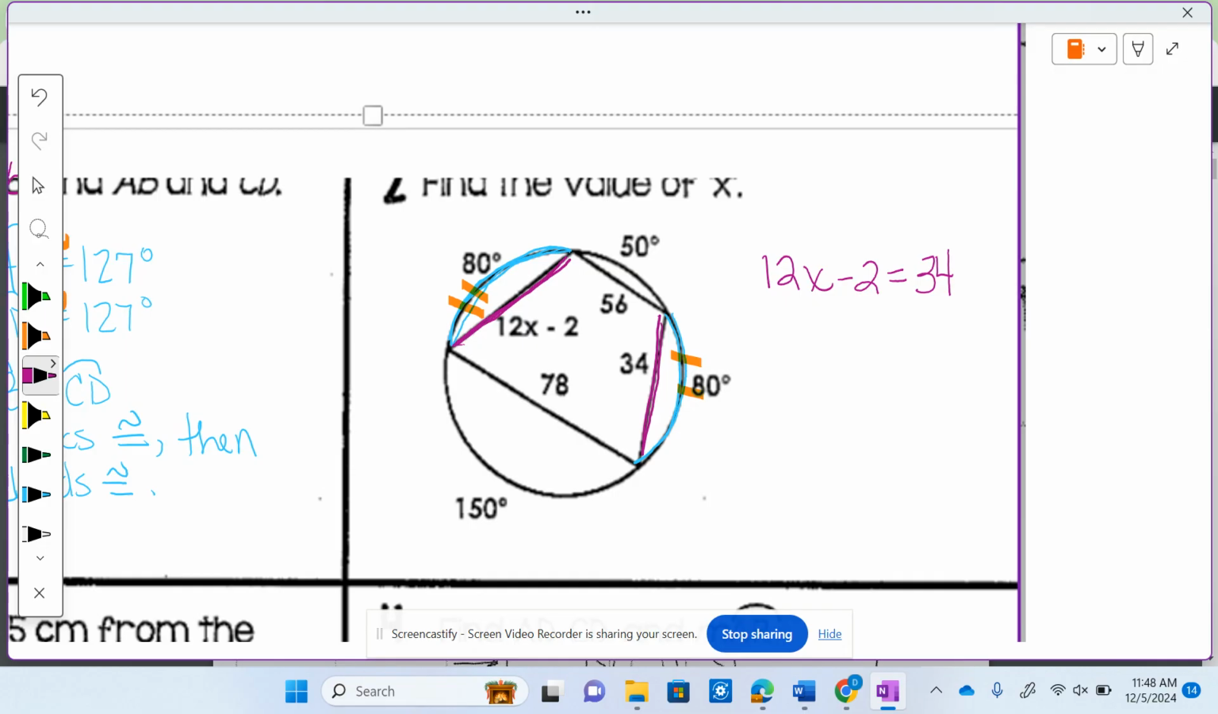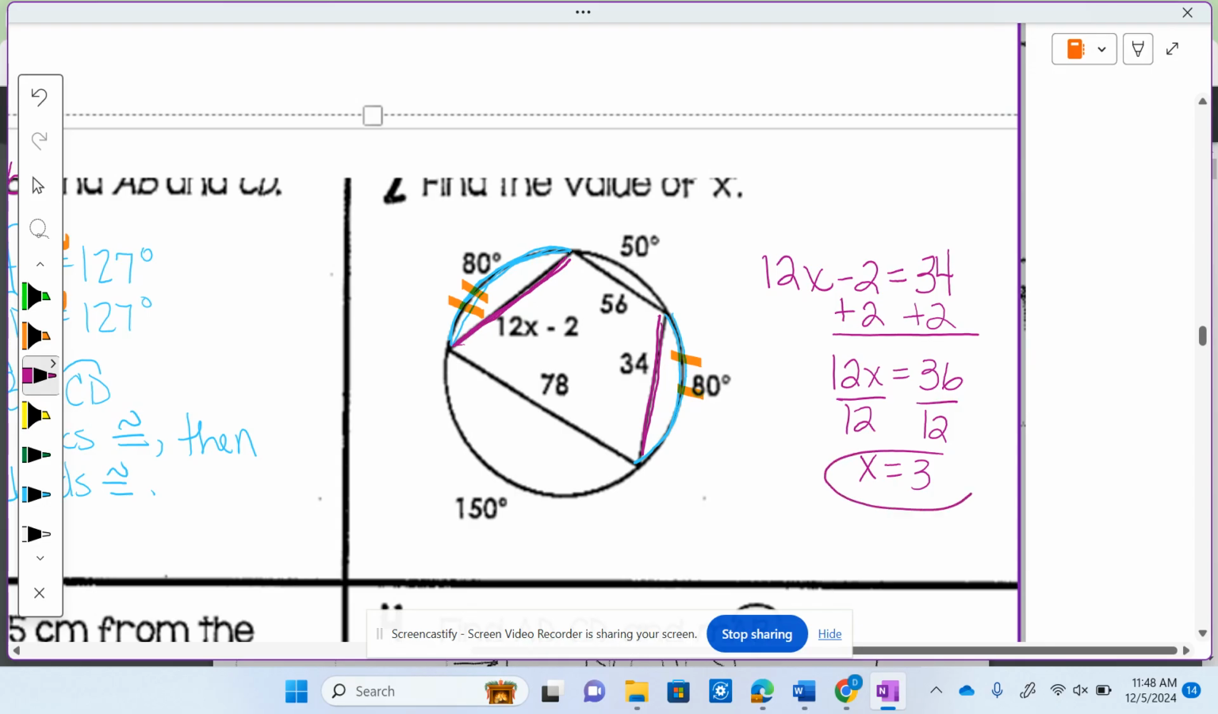Okay, what do we do? Add 2. And then what? And then you divide 36 by 12. Yeah, divide both sides by 12. And we find out that x is what? 3. And when you put 3 into 12x and then subtract 2, do we get 34? And we should, right? Because they better equal the same or we've made a mistake. How do we feel about that? Good.